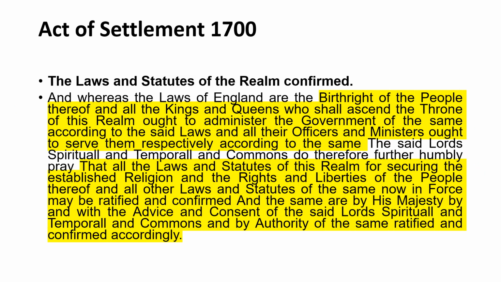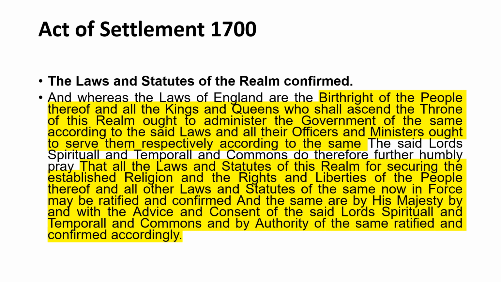If we go on to the Act of Settlement, I've highlighted a certain two paragraphs, more or less, and it says it's the birthright of the people, and all kings and queens shall ascend the throne to this realm ought to administer the government of the same, according to said laws, and all of their officers and ministers ought to serve them respectively, according to the same. This is establishing again the fact that the government must operate, when it makes laws or when it enforces laws, to these fundamental rights, okay?